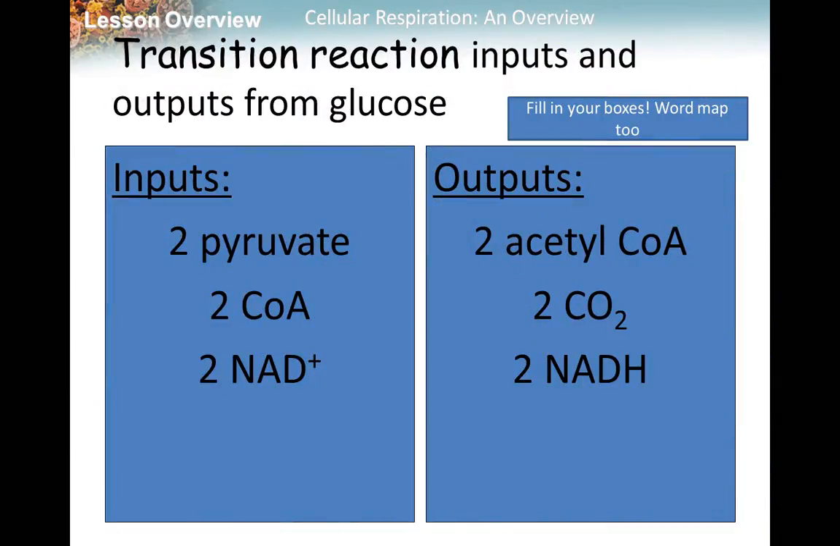Write this down in your word maps, please. So, the inputs, what it takes for the transition reaction. We're starting with 2 pyruvate molecules, 2 molecules of CoA, and 2 of the carrier molecules that are ready to be reduced, 2 of the NAD pluses. The output would be acetyl-CoA, some carbon dioxide, and fully charged NADHs.